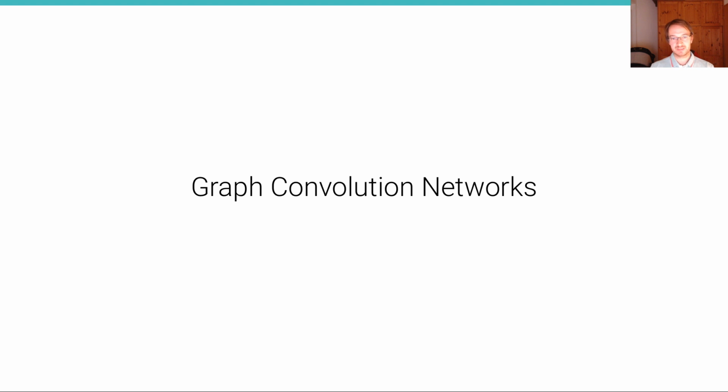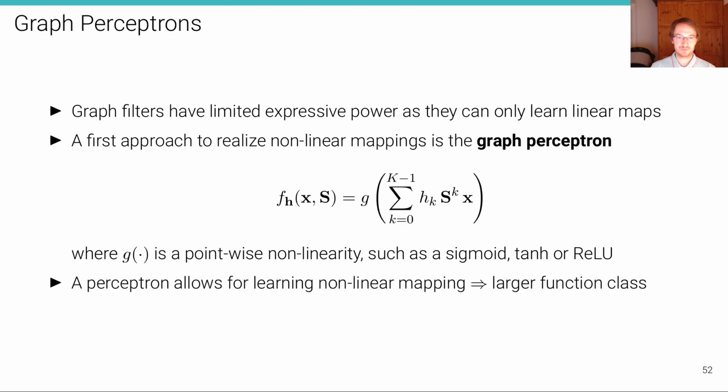However, one thing is missing, and that leads us one step closer to graph convolutional networks, which are graph perceptrons. They are also single layer graph networks, but they combine the graph filter that we've seen before with a nonlinearity g that could be a pointwise sigmoid, tanh, or ReLU, just as we applied them in the context of multilayer perceptrons.